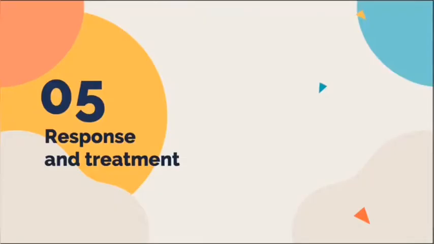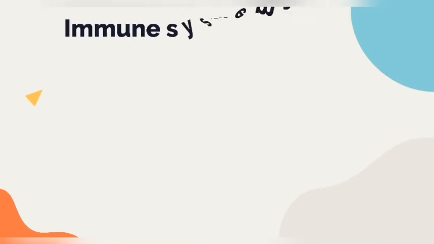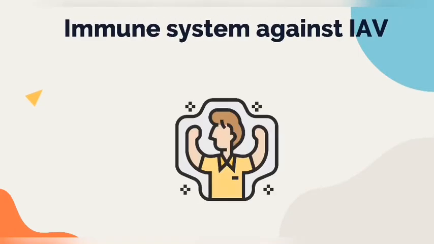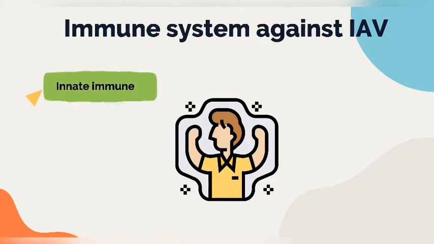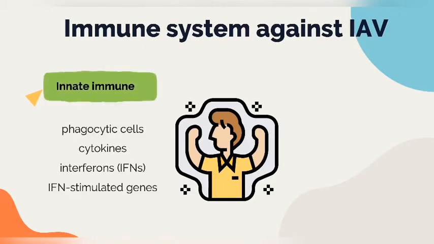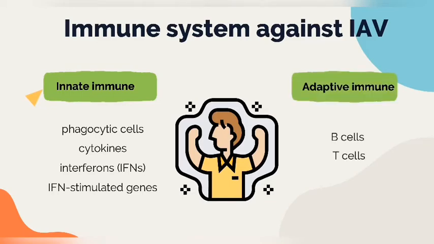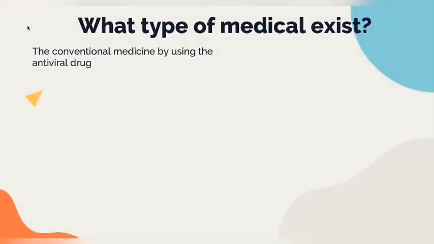Lastly, we're going to talk about response and treatment. Immune system against IAV. The immune response to IAV is divided into two parts. The first line of defense against IAV infection is the innate immune system, which comprises the physical barrier, phagocytic cells, cytokines, interferons, and IFN-stimulated genes. The second line is adaptive immunity, which is mediated by B cells and T cells, characterized by antigen-specific memory cells.